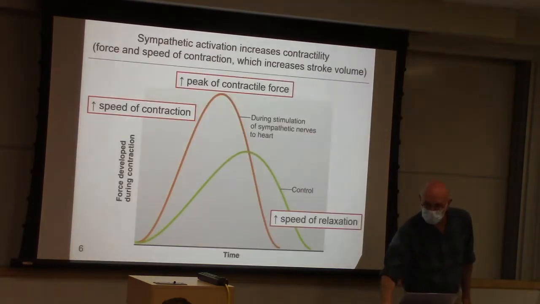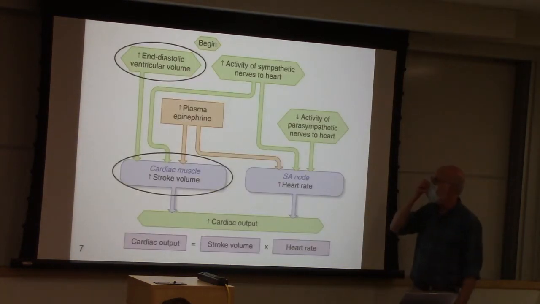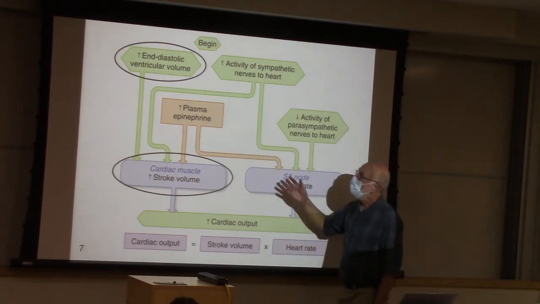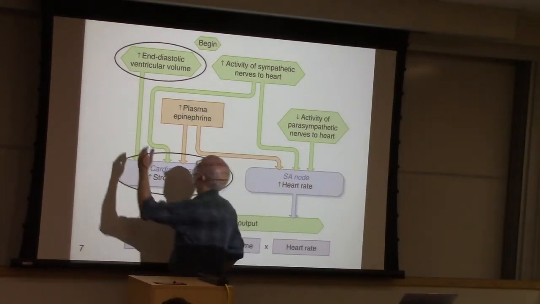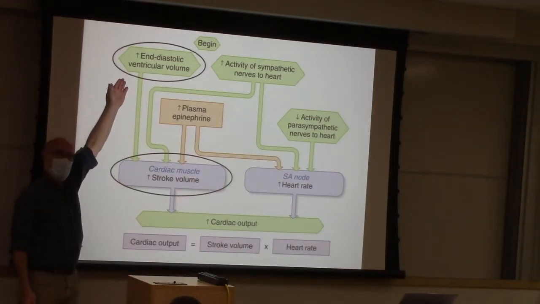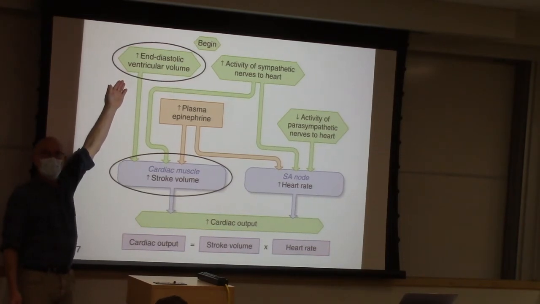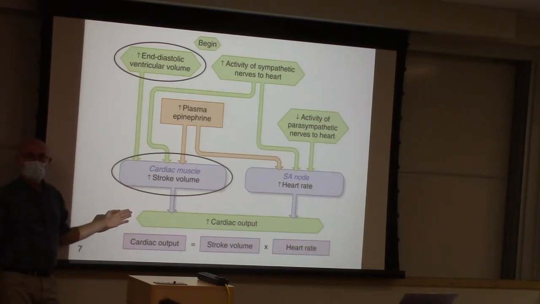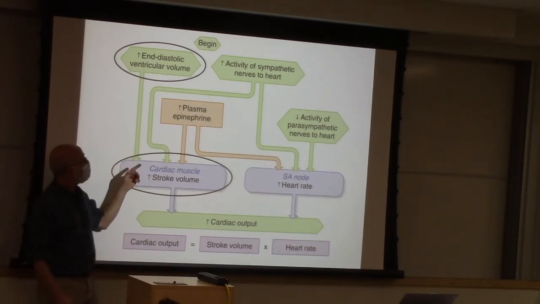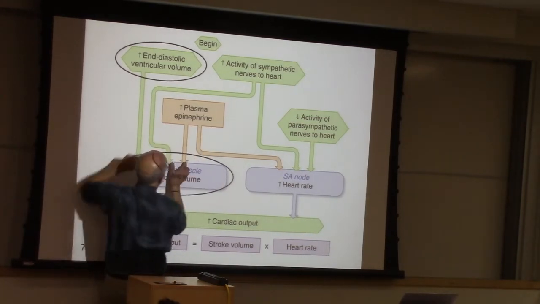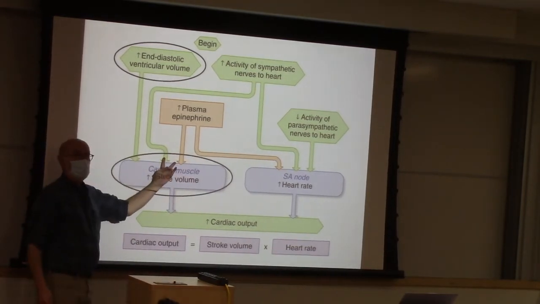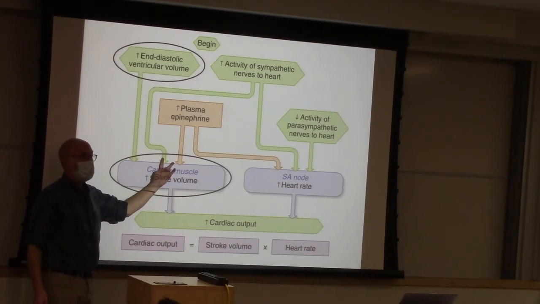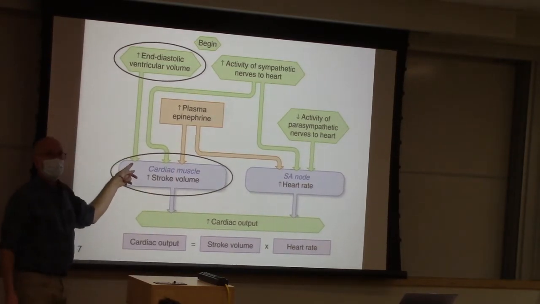Okay. Now we want to take another piece of this flow chart and understand what's going on here. Why does the volume at the end of diastole affect the volume that is pumped by the heart? That's another part of this flow. We just did these two arrows, how the sympathetic nervous system, epinephrine and norepinephrine do this. Now we're trying to understand this arrow.